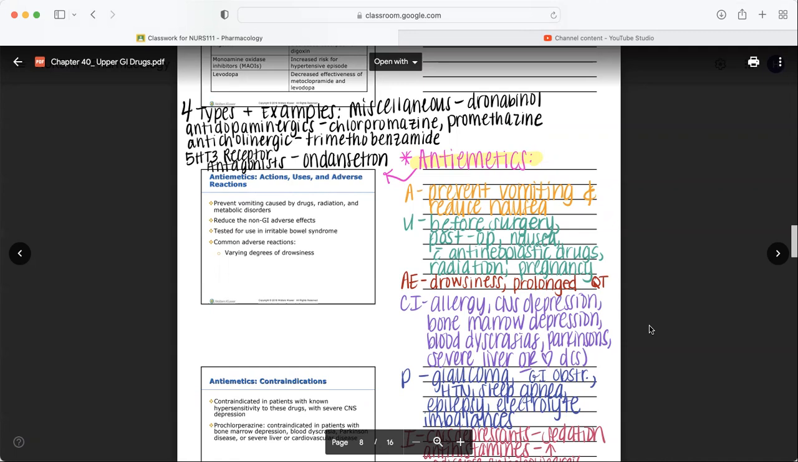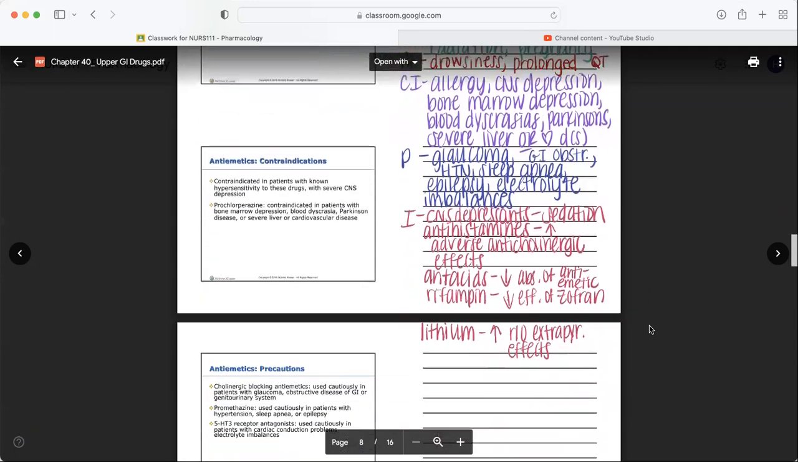Contraindications include allergy, if you already have CNS depression, because some of these can make you pretty sleepy, bone marrow depression, blood dyscrasias, Parkinson's disease, severe liver or heart disease. Precautions include glaucoma, GI obstruction, hypertension, sleep apnea, epilepsy, or electrolyte imbalance.